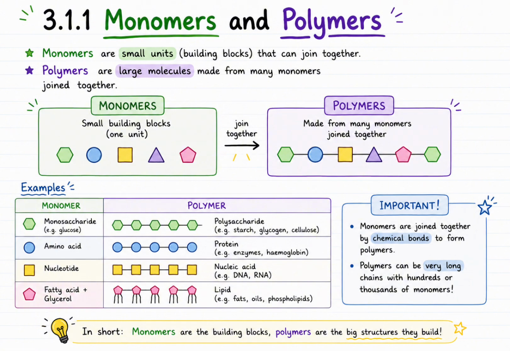There are several key examples that are particularly important for A-level biology. Monosaccharides, such as glucose, function as monomers that combine to form polysaccharides like starch, glycogen, and cellulose. Amino acids are monomers that polymerize to form proteins, which are involved in catalysis, transport, signaling, movement, and structural support. Nucleotides act as the monomers of nucleic acids, joining together to form DNA and RNA, molecules responsible for storing and transmitting genetic information. Although lipids are not true polymers in the strictest sense, they are still assembled from smaller components, specifically glycerol and fatty acids.